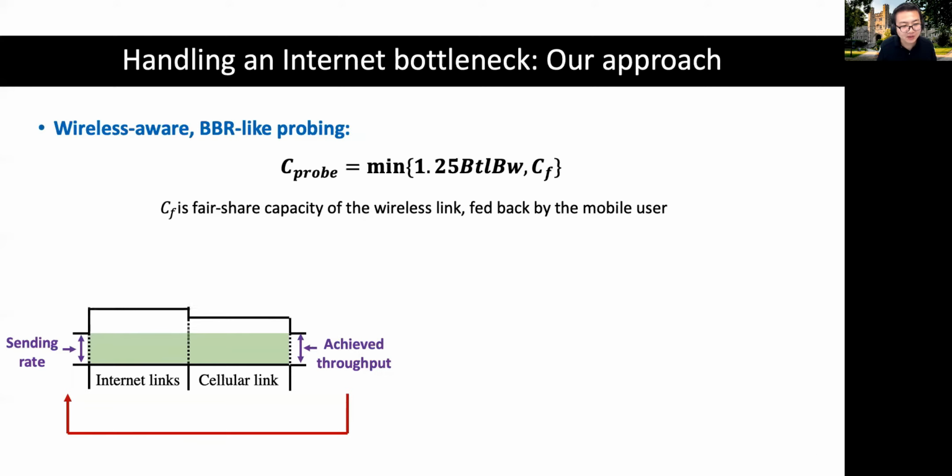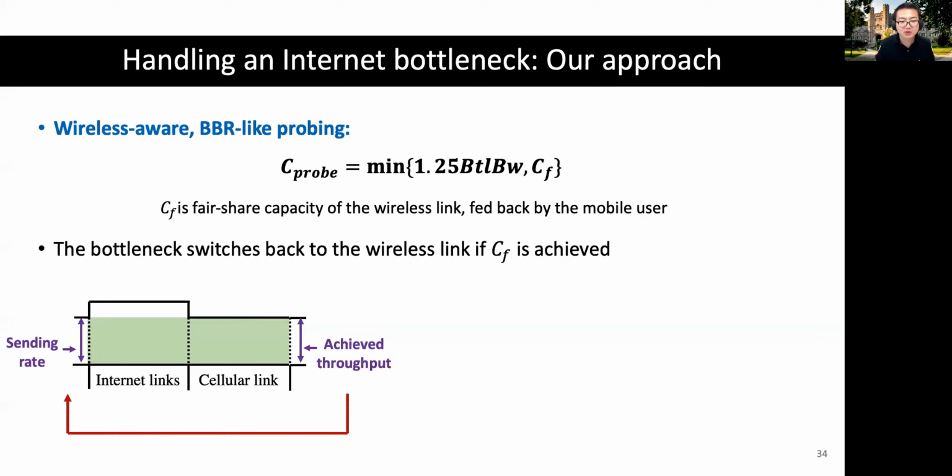We do this because when the internet link capacity increases a lot and the sender probes, we want the sender to stop at the capacity of the cellular link. And if the capacity of the cellular link is achievable, then we can safely say that the bottleneck has switched back to the cellular link, because the capacity of the internet link is larger than the cellular link. So we switch back to handle the bottleneck in the cellular link.